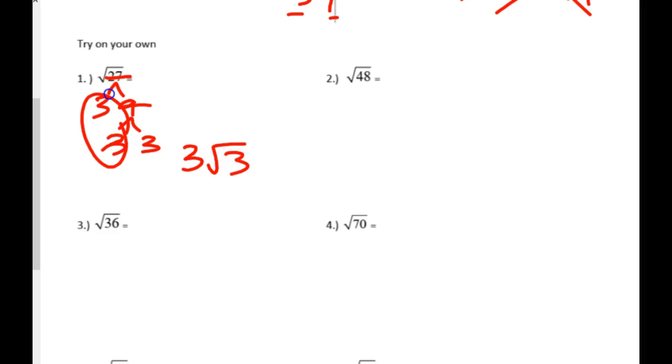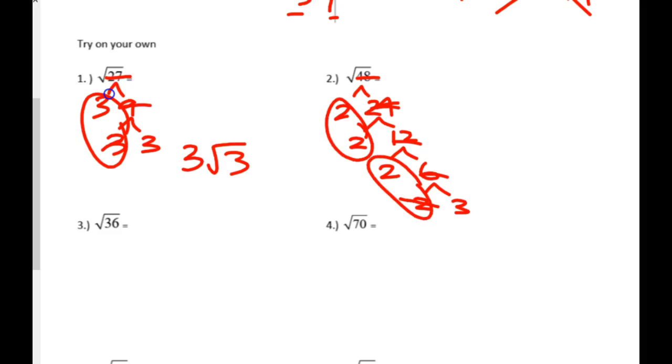On number 2, again, 2 times 24, 2 times 12, 2 times 6, 2 times 3. It's a lot of 2's, okay? But did you circle your pairs, right? So a pair of 2, another pair of 2, and again, a loner. So 2 times 2 is 4, square root sign, the loner is 3.